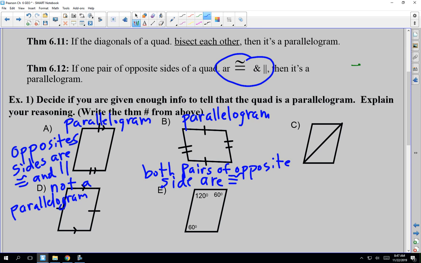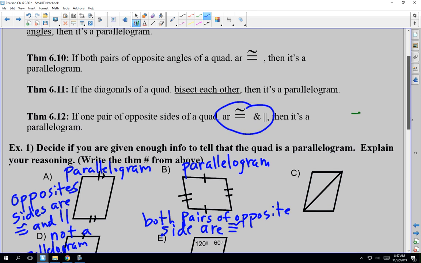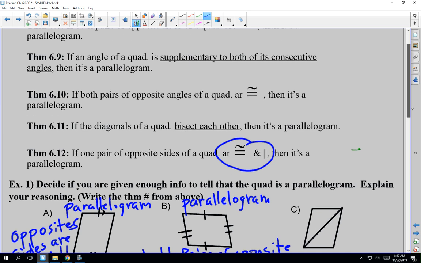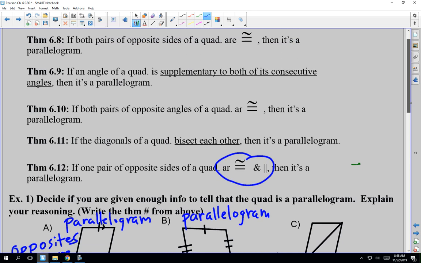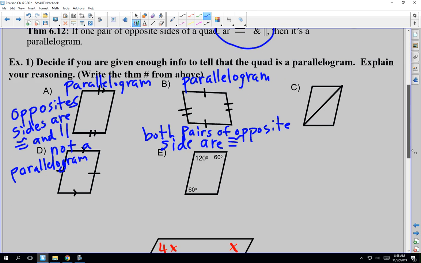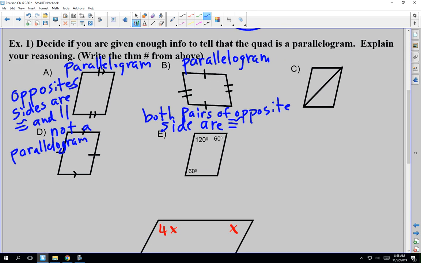Do the diagonals bisect each other? No. What else do we have up here? Are the opposite angles congruent? No. Do they have supplementary consecutive angles? No. Both pairs of opposite angles are congruent? No. So D is not a parallelogram. It's just slightly different than A. So just be aware of that. It has opposite sides that are congruent and then opposite sides that are parallel, but they aren't the same.